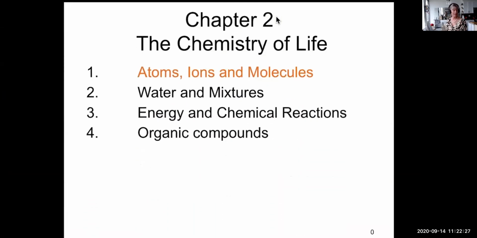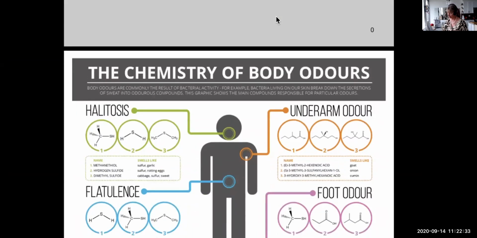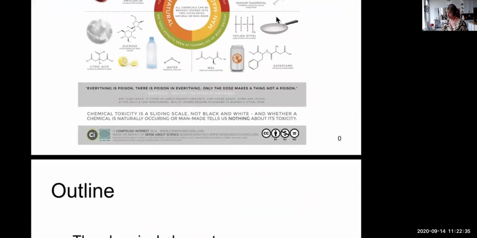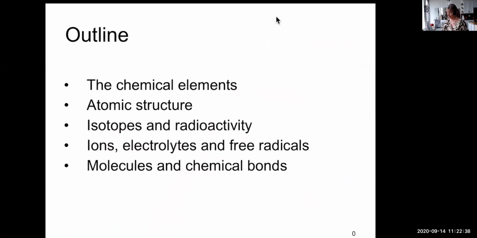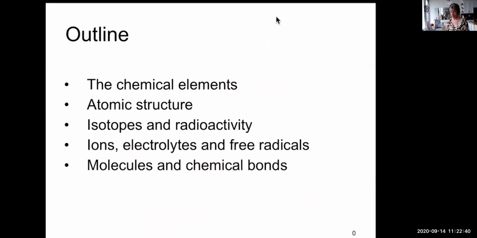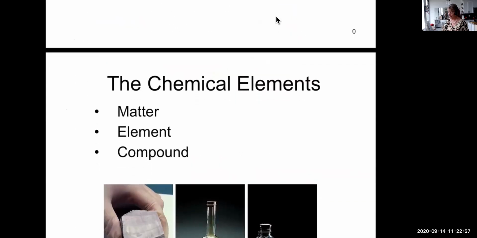I've divided the chemistry chapter into a couple of sections. The first one is atoms, ions, and molecules. There are some things in there in my lecture you could look at, but I'm not going to talk about them today. I'd like to talk about chemical elements, atomic structure, isotopes, ions, electrolytes, and free radicals, molecules, and chemical bonds. That's the outline of today's lecture, and again, the lecture will be online.